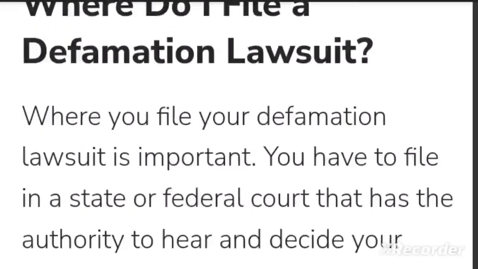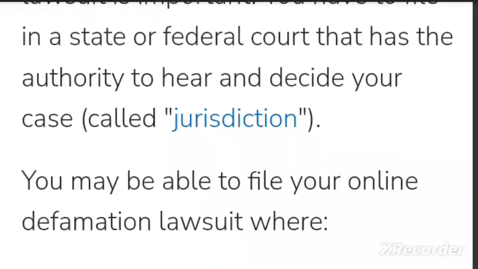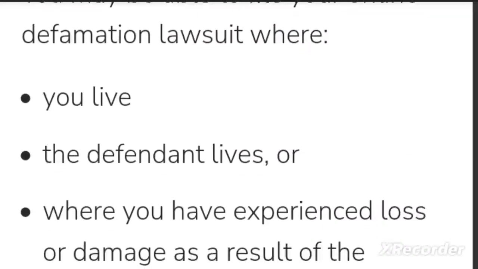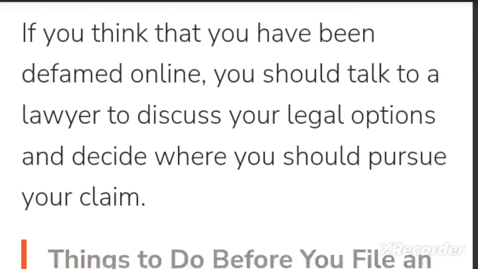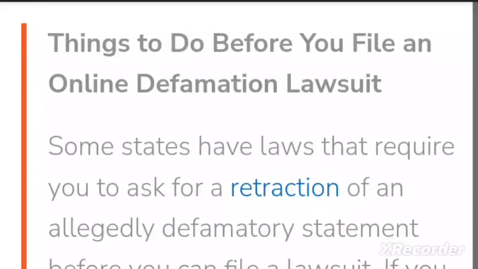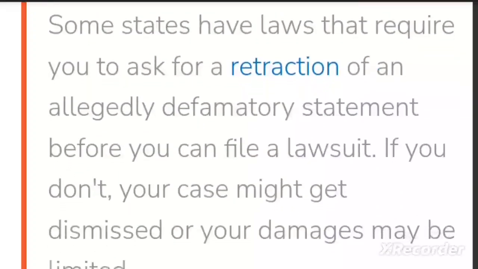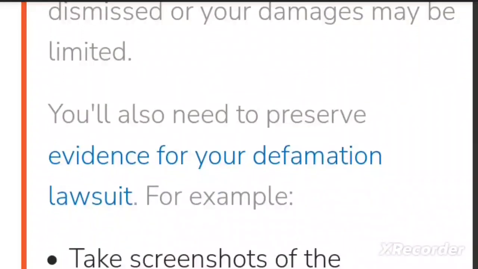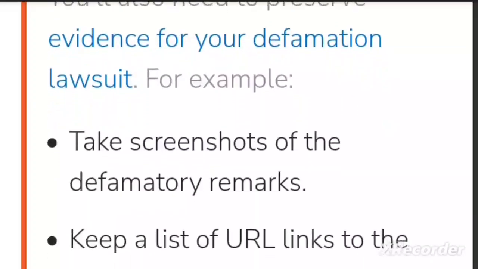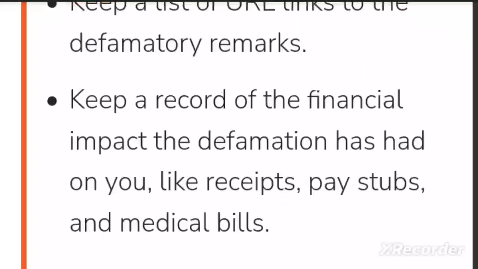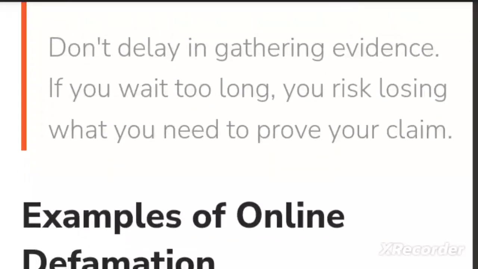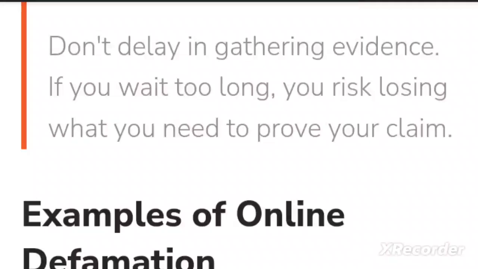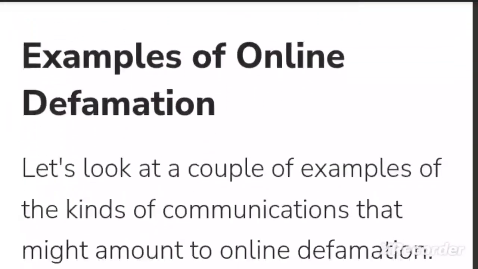This shows where to file a defamation lawsuit. Don't delay in gathering evidence. I screenshot just about everything. If you wait too long, you risk losing what you need to prove your claim.